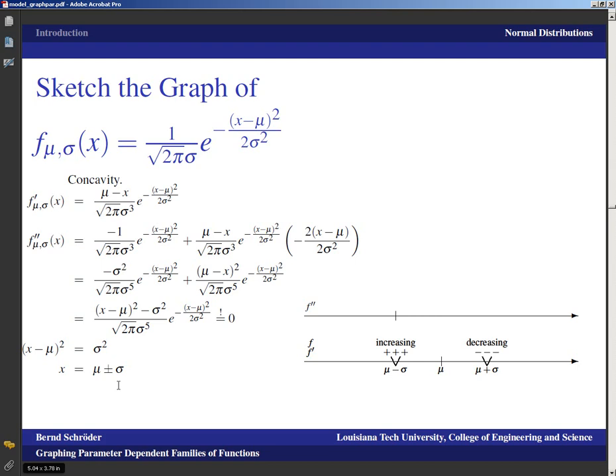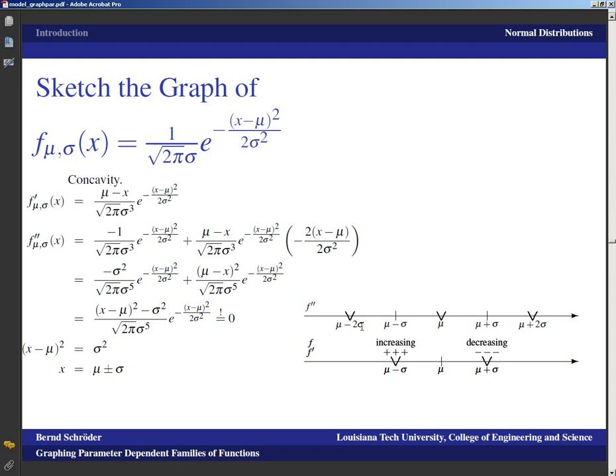Our two possible inflection points are therefore marked on a number line. We get mu minus sigma and mu plus sigma. We need 3 checkpoints, and those 3 checkpoints I made mu minus 2 sigma, mu, and mu plus 2 sigma. This time around, I really have to scale this in terms of sigma, because if I want to be to the left of mu minus sigma, mu minus 2 sigma looks as good as can be here.